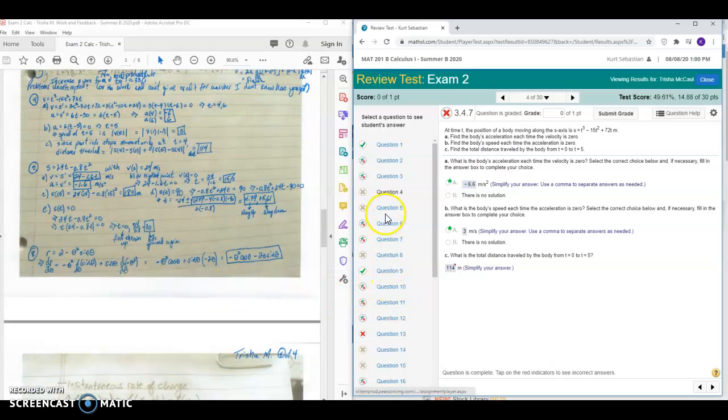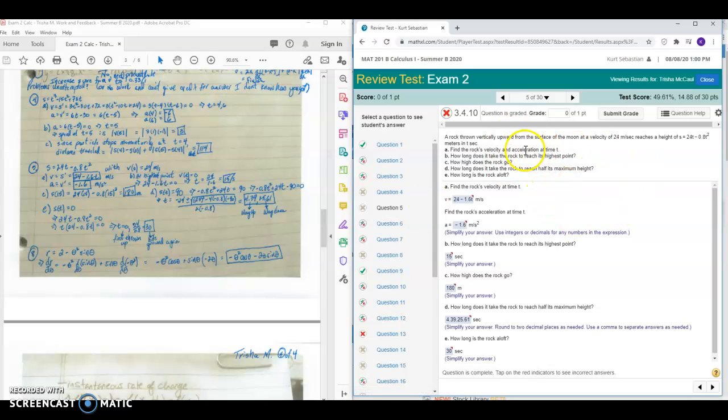Problem 5. Problem 5 is a similar problem where you throw a rock upward vertically from the surface of the moon. It has this position function, which is in meters. So find the rock's velocity and acceleration. That just means velocity is a derivative of position and acceleration is a derivative of velocity. So those are easy derivatives.